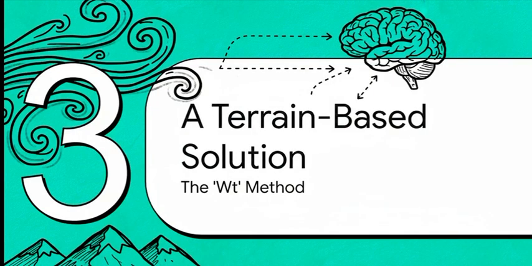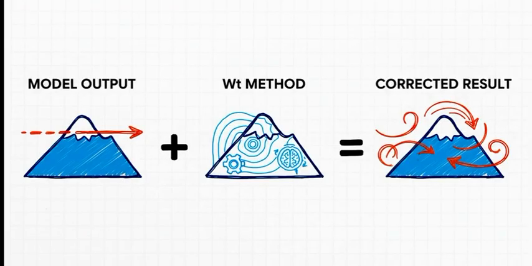Okay, so this is where it gets really clever. A team of researchers looked at this problem and thought, hey, instead of trying to build a whole new model from scratch, what if we could just teach the old ones to see better? And that's how they came up with something called the terrain-modified wind speed method, or just WT for short. At its heart, it's a correction layer. You can think of it like putting a special pair of glasses on the climate model that helps it see the real-world landscape and understand how wind actually behaves around all those mountains and valleys.